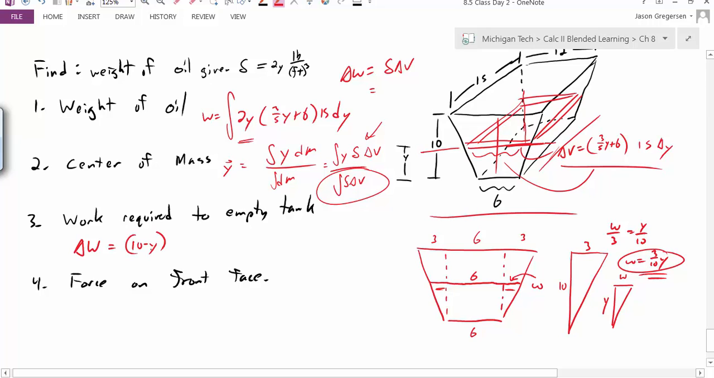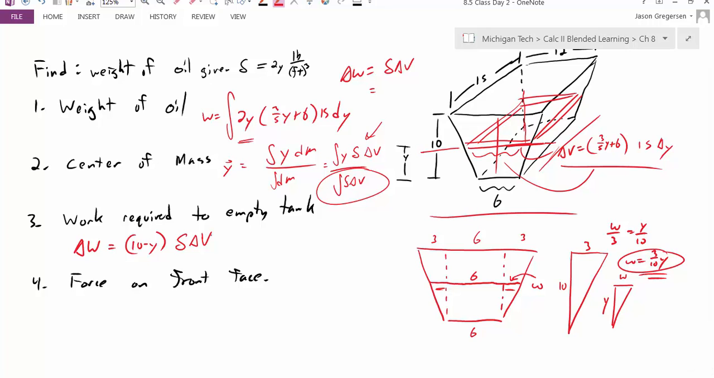And now I need the weight of the slice. Well, I've already done the weight of the slice. It's just this piece, delta times delta V. That's the answer to my first problem. So really, it's the same integral as part 1, except I'm slipping in this little 10 minus y piece.